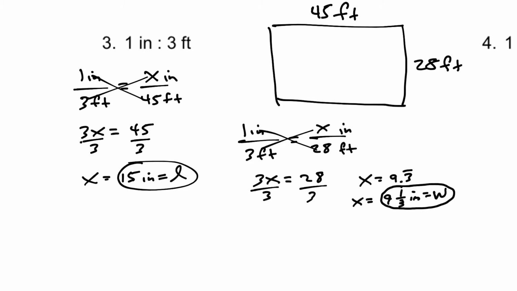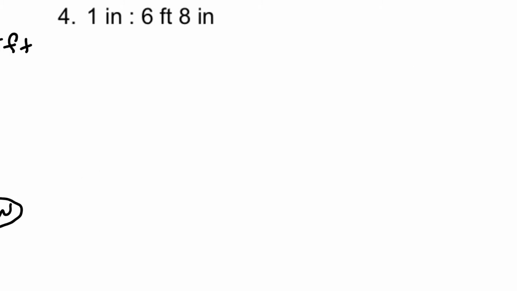Let's move on to number 4. The first thing we have to do on number 4 is look at our scale factor. Our scale here is 1 inch is 6 feet 8 inches. So 1 inch on the drawing is 6 feet 8 inches in the actual room. And then we have these mixed units here. I'd like to change these all into feet.